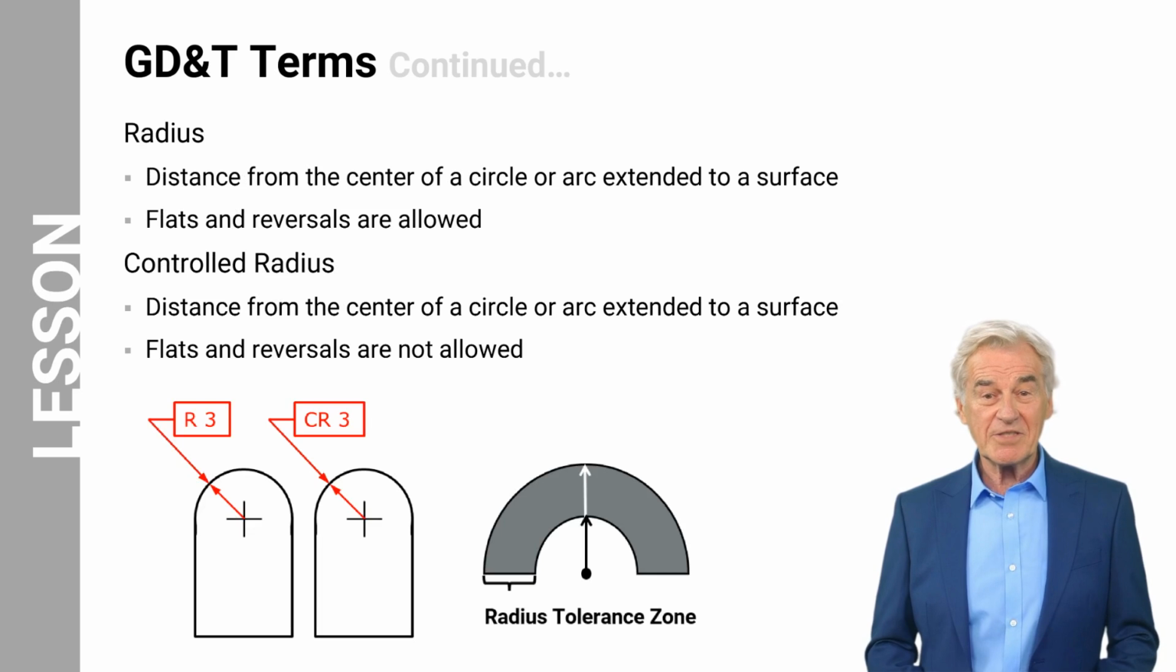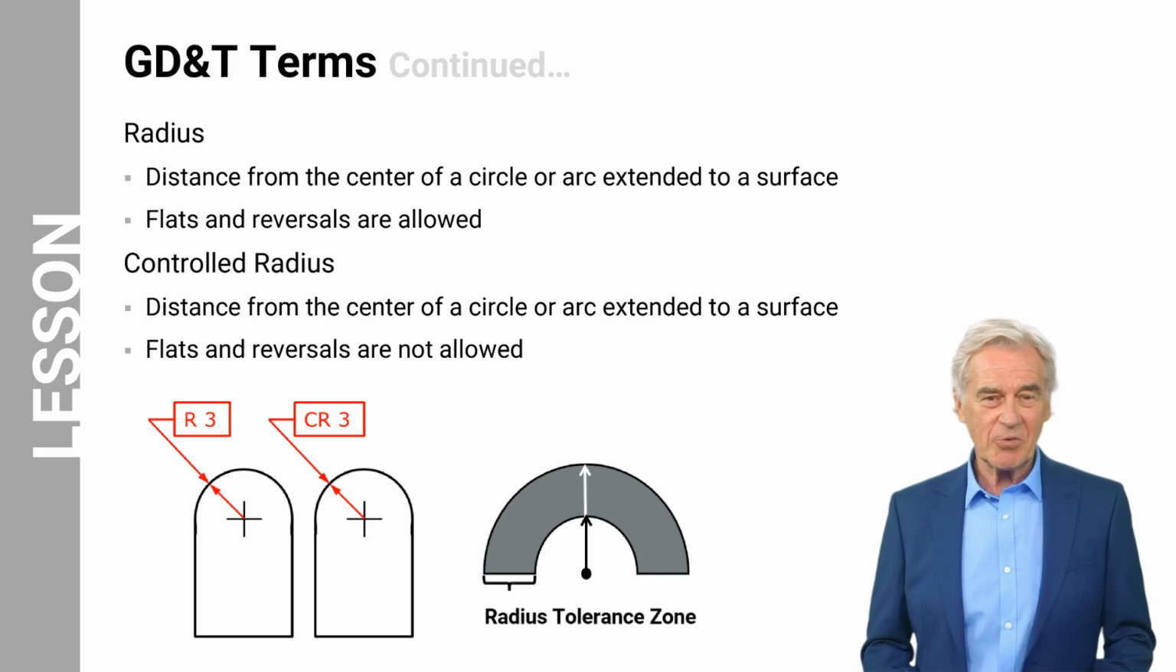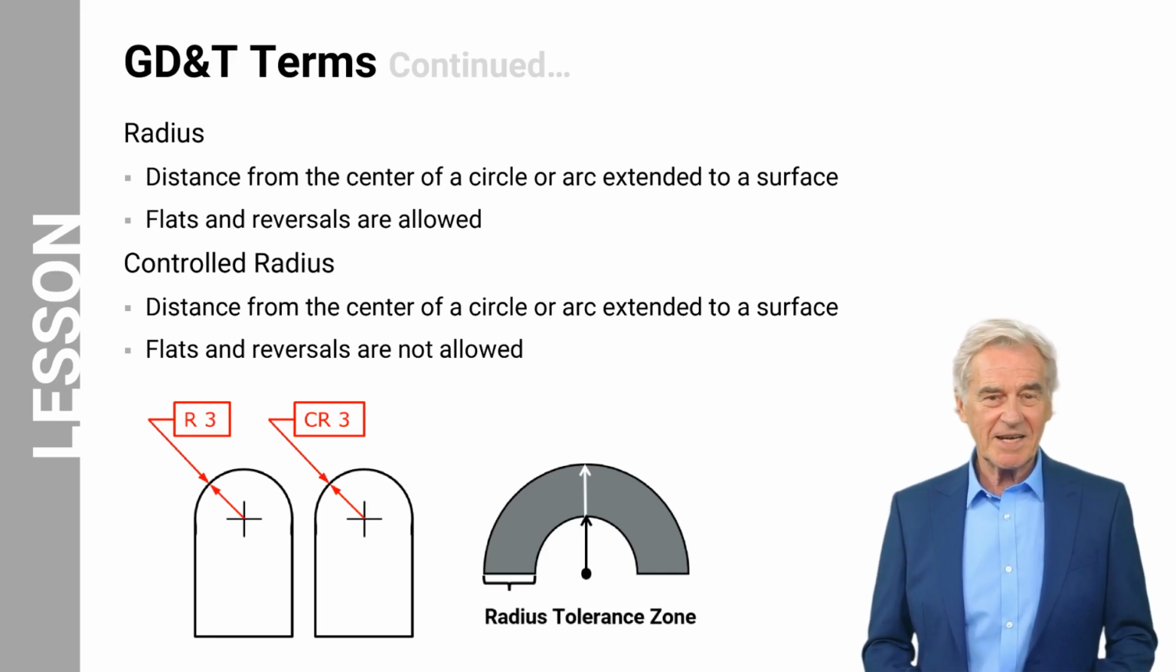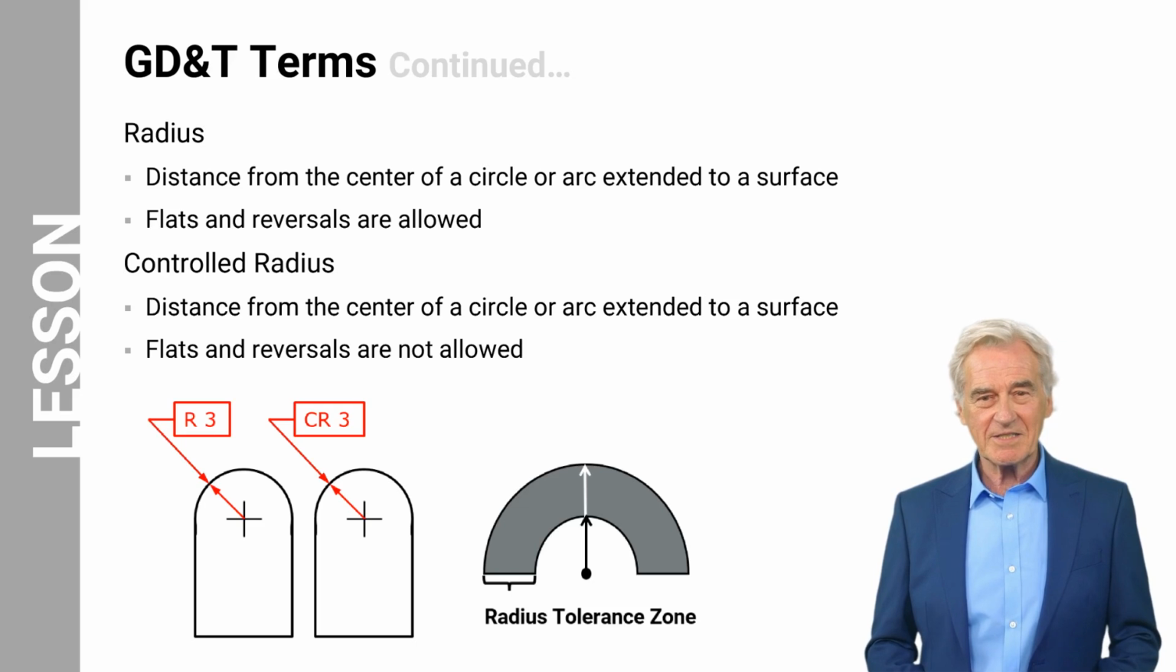For circular features in a part or surface, a radius or a controlled radius is identified. A radius is the distance from the center of a circle or arc extended to a surface. When an R is used to identify a feature and is accompanied by tolerance measures, the tolerance zone is formed by two radii, which are the length of the tolerances. The image on the bottom of the slide illustrates this idea. The black arrow is the minimum radius, the white arrow is the maximum radius, and the gray semicircle is the radius tolerance zone in which the radius of that feature could fall.